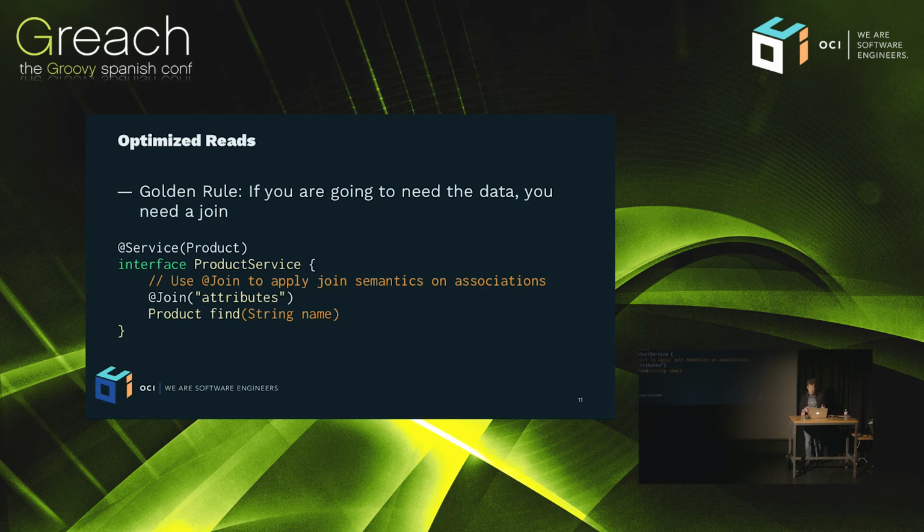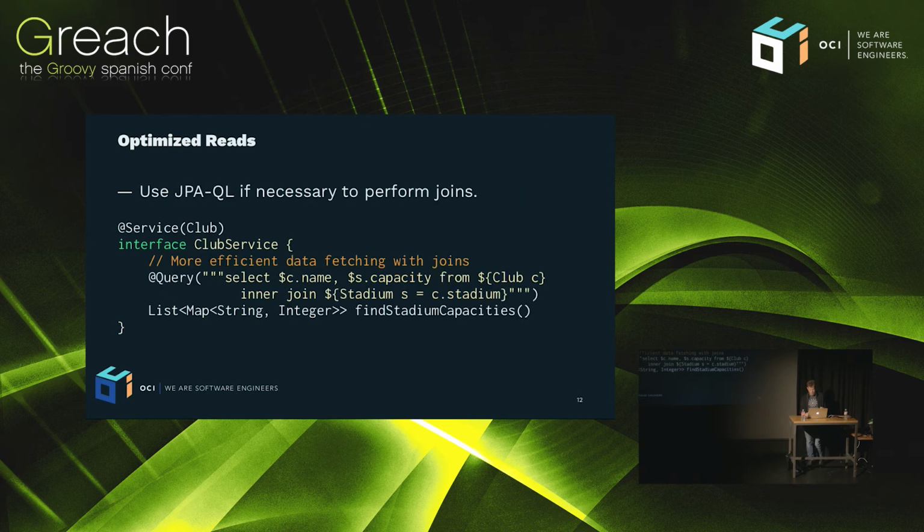joins. I think a good rule of thumb is if you're going to need the data, you need a join. So make sure that if you have associations and you're going to read those associations, you apply the correct join semantics. Data services make that really easy to do by using @Join. You can say @Join attributes to join a particular association. And if that's not good enough for you, then you can also use JPAQL to perform more efficient fetches and joins.